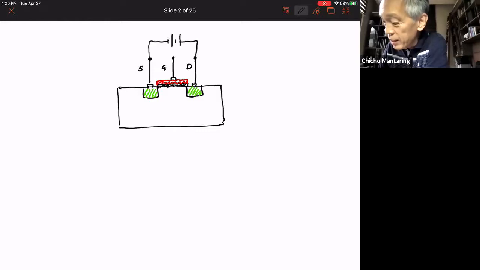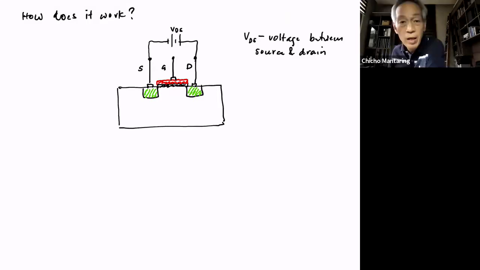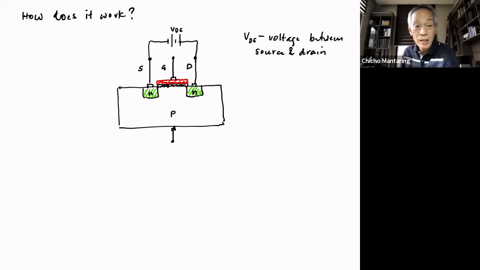Let me call this VDS. So this is a voltage between source and drain. So I'll ask you, will current flow? Is current going to flow? Remember, this is N, and then this is P. Anyone? So no. Why not?